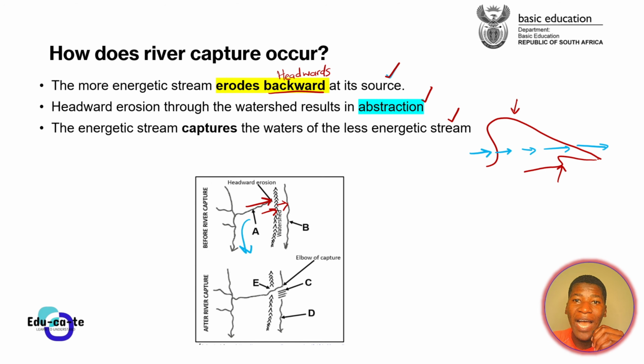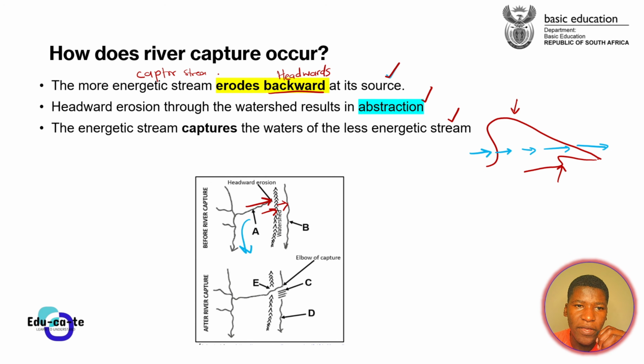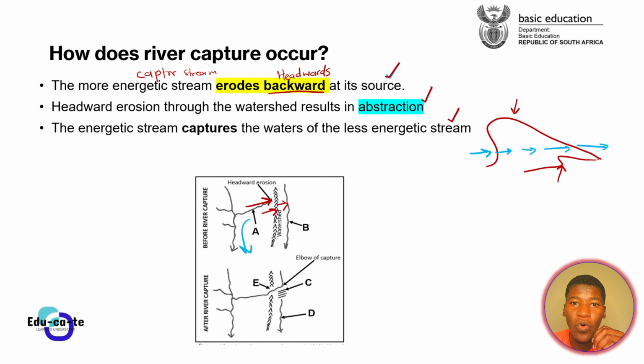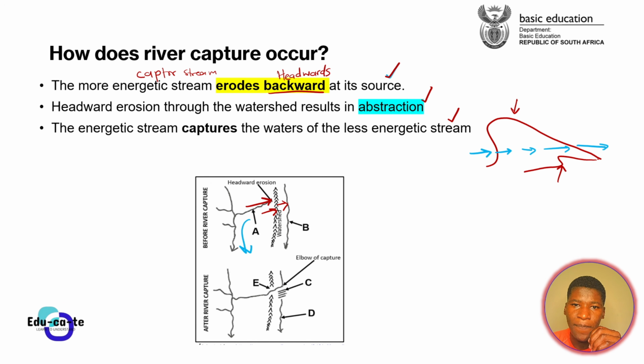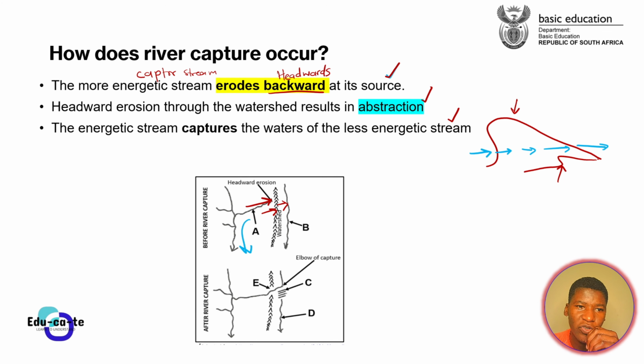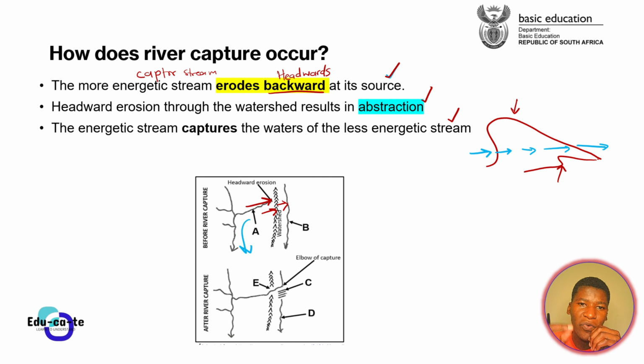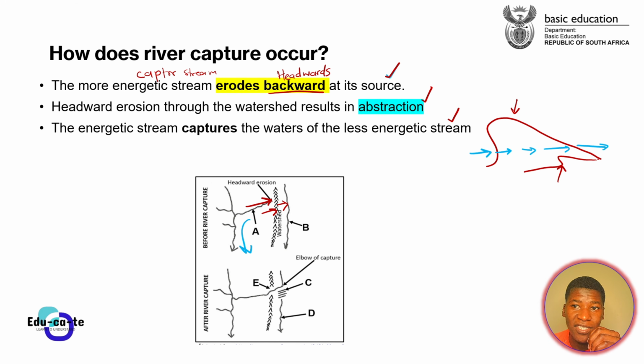So you're explaining how does a river capture? Okay, we have got a more energetic stream, or otherwise you can say we have a Keptor stream here. You can say the Keptor stream, or the more energetic stream, erodes backwards or headwards at its source. And then this headward erosion is through the watershed. Okay, so as it erodes through the watershed, it shifts the position of the watershed and lowers it. That is known as obstruction. So you can just say it in shorter terms: headward erosion through the watershed will result in obstruction of the watershed.